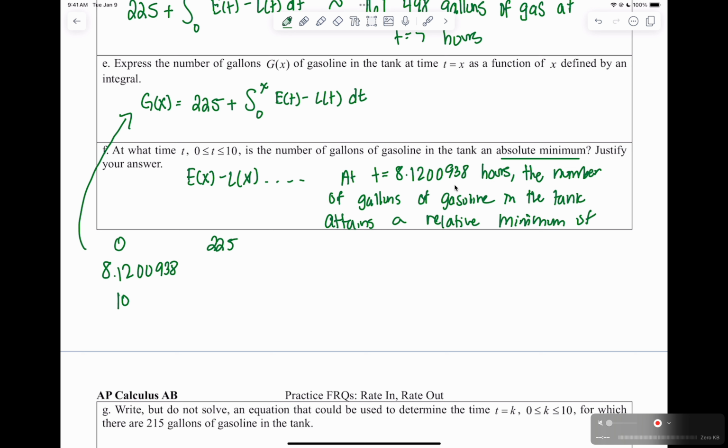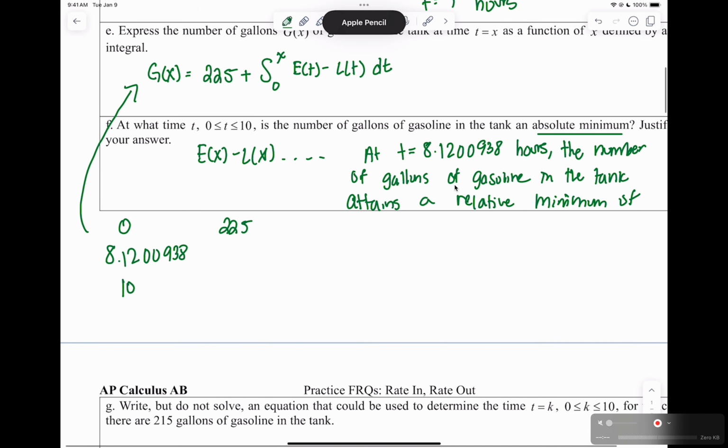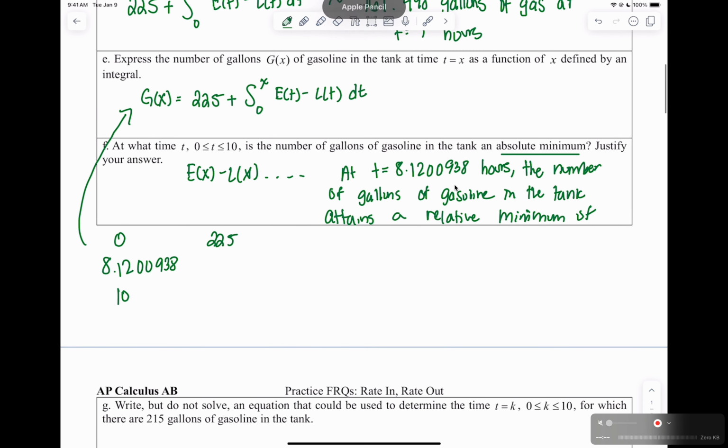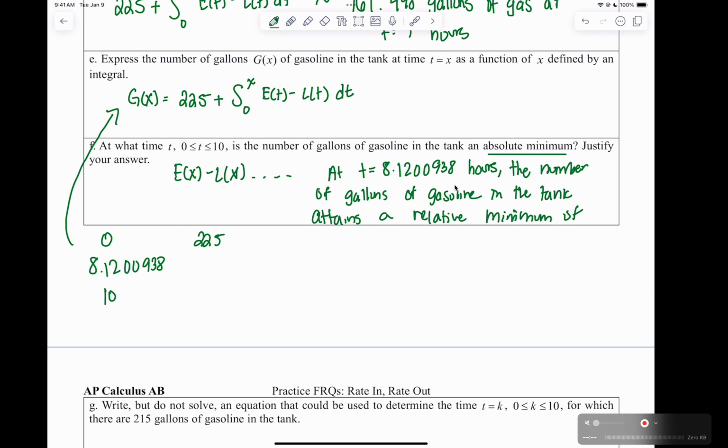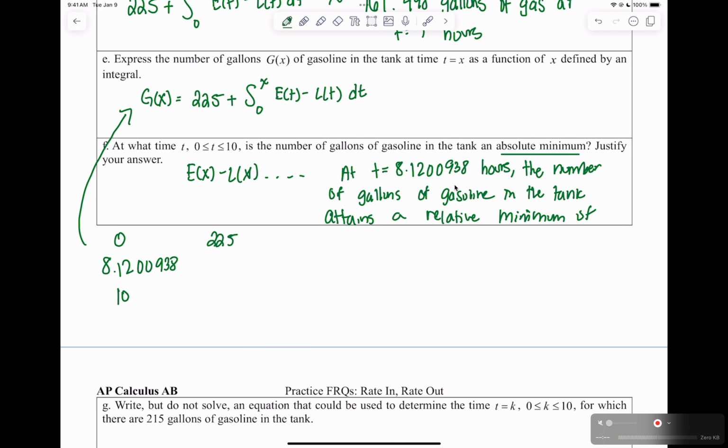And my Apple Pencil isn't working. Isn't that great? Okay. Of 159.113 gallons. That's basically it for part F.